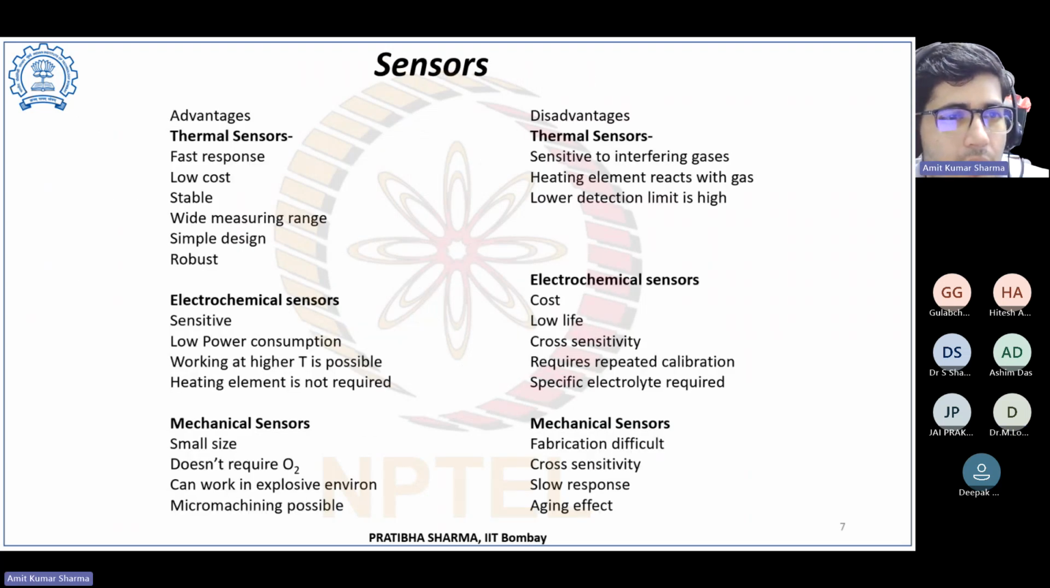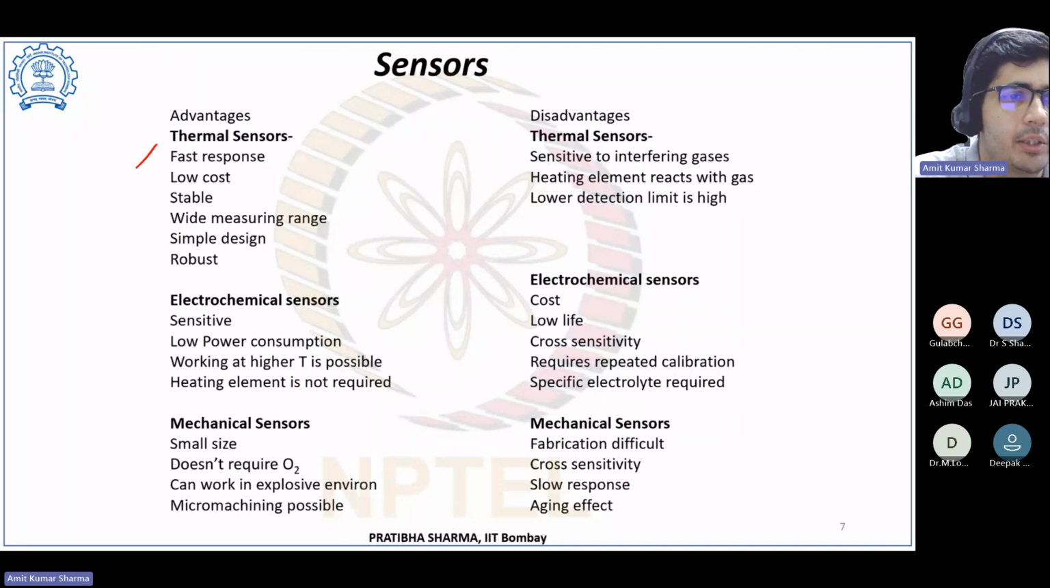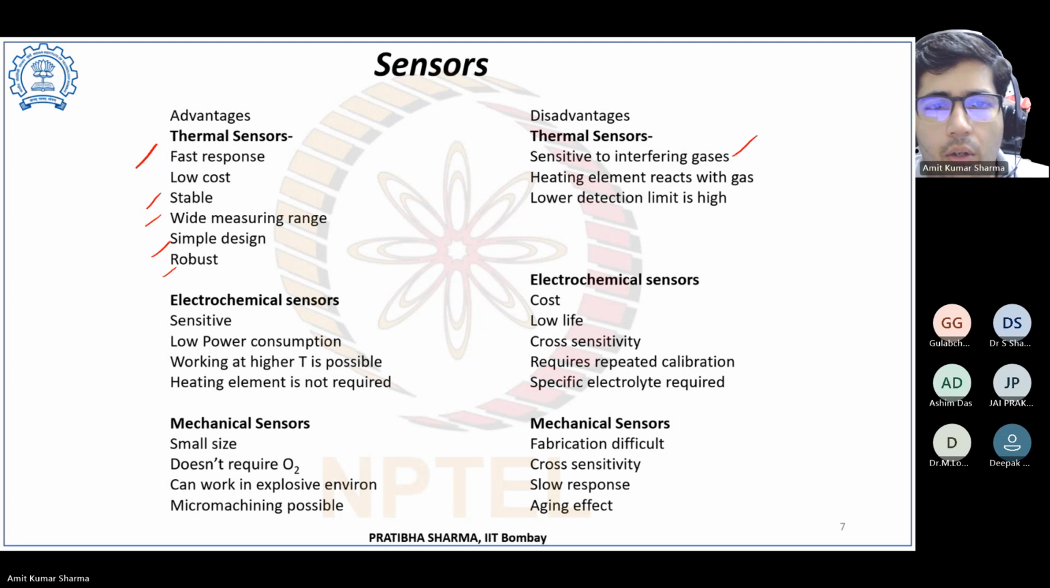So in summary, we can quickly go through the advantages and disadvantages. Thermal sensor: fast response, low cost, stable, wide measuring range, simple design, robust. Disadvantages: sensitive to interfering gases, low detection limit, heating element reacts with the gases. Electrochemical: sensitive, low power consumption, working at high temperature is possible using ceramic electrodes, heating element is not required. Issues are cost, low life, cross sensitivity, specific electrolyte required.